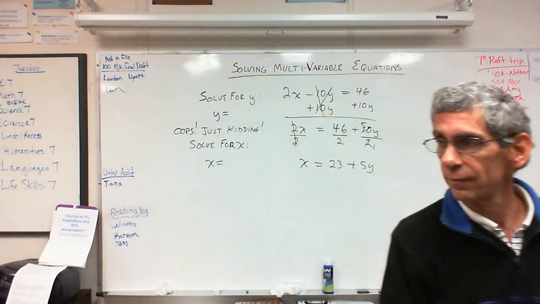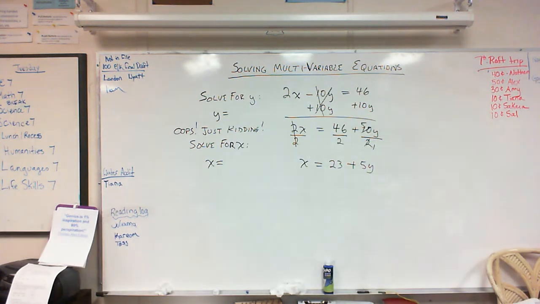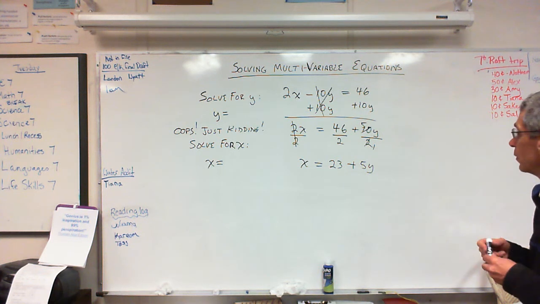Does that make sense? So you don't have to simplify it? There's nothing else I can do. X is equal to 23 plus 5y. There's nothing else I can do. I could graph it, but I don't really feel like it. You want me to? If I were going to graph it, I would turn it into y equals. Then I can use my slope intercept form. So let's graph it.